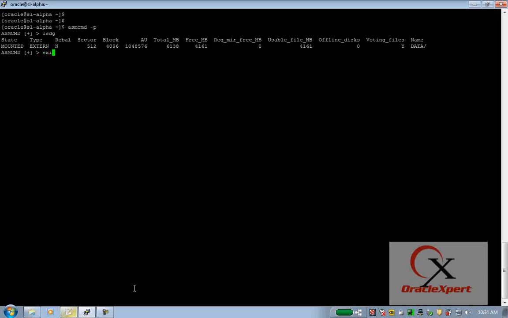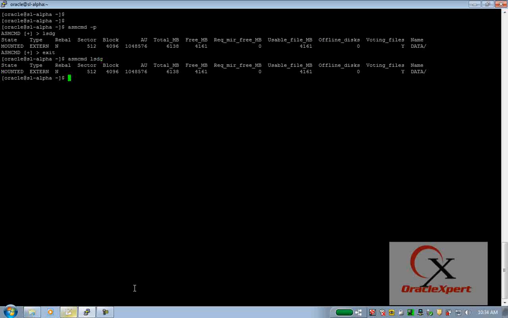If not, you can directly type ASMCMD lsdg. This will not take you to the prompt. From being on the operating system, you can still get the necessary commands executed. On similar lines, I could have said lsdsk, or for that matter any other command. So as of now, lsdsk is listing me only those two disks that I am using.